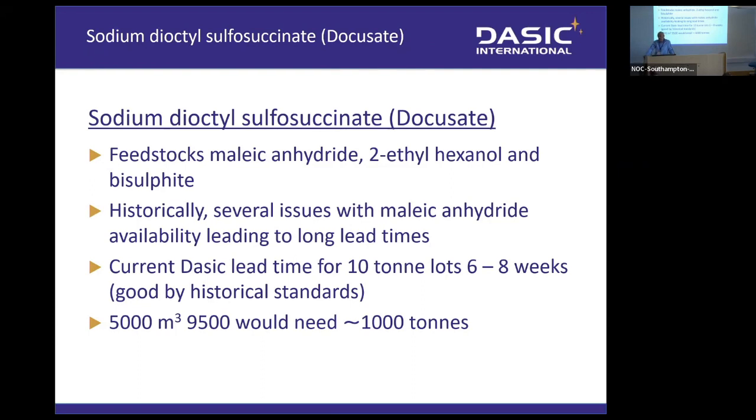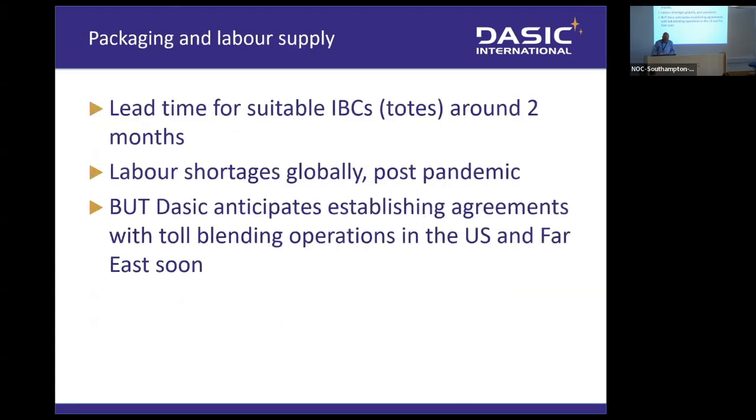And historically, there have been issues with maleic anhydride, leading to long lead times. Our current lead time is 6 to 8 weeks. That hasn't changed since April for 10-ton lots. And again, to get the Corexit 9500 5,000 cubic meters, that would need about 1,000 tons of this material. So you can see that's 100 lots of 10 tons. That's going to take an awful lot of weeks to supply.